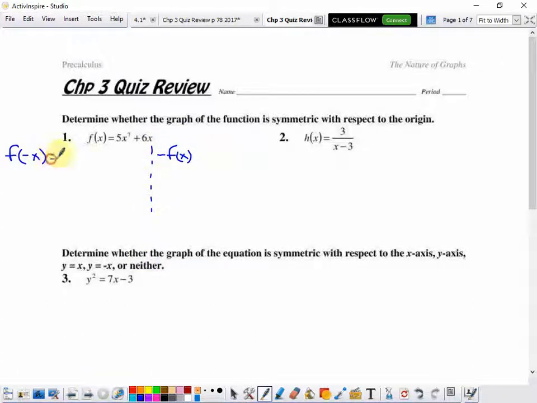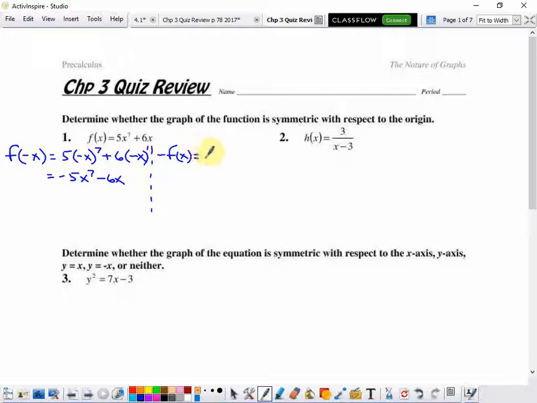F of the opposite of x means we need to take each x and give it an opposite value. So 5 times negative x to the 7th plus 6 times negative x. When we raise something to an odd power, there's always a negative left over. So this section right here is going to remain negative: negative 5x to the 7th. And this also has an odd power. It's the first power, so that negative will remain. So it's going to become minus 6x. So there's our simplified form of f of negative x.